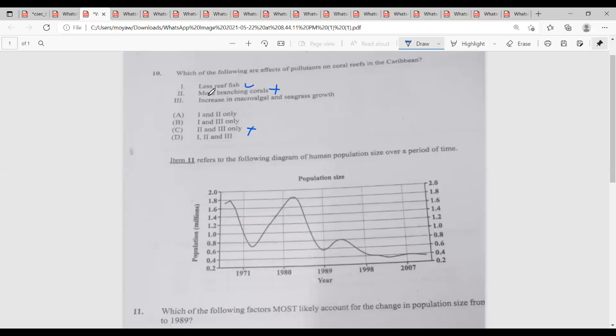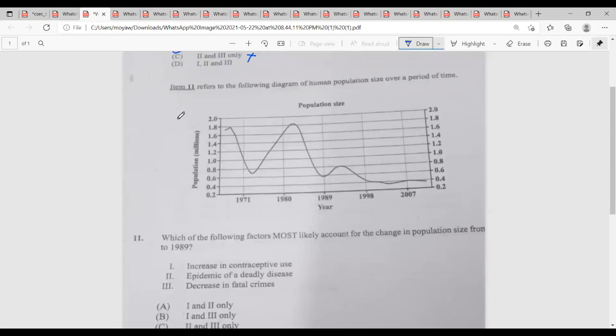And then 3, increase in microalgae and seagrass growth. This is definitely true. The pollutants cause algae to grow. So the best option here would have been 1 and 3, which is B.